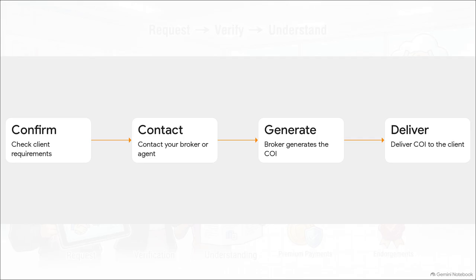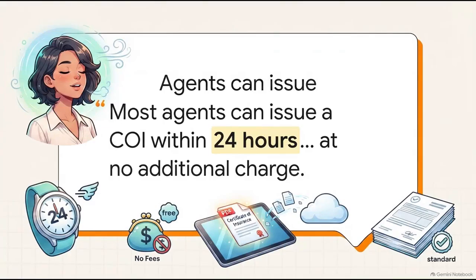The biggest takeaway here, always, always start with the contractual requirements, because if you just guess, you will inevitably have to go back and do this entire process a second time. If you're watching this and starting to feel anxiety about delays or hidden fees, take a breath. Listen to this quote from our sources. Most agents can issue a COI within 24 hours, often the same business day the request is made, at no additional charge.